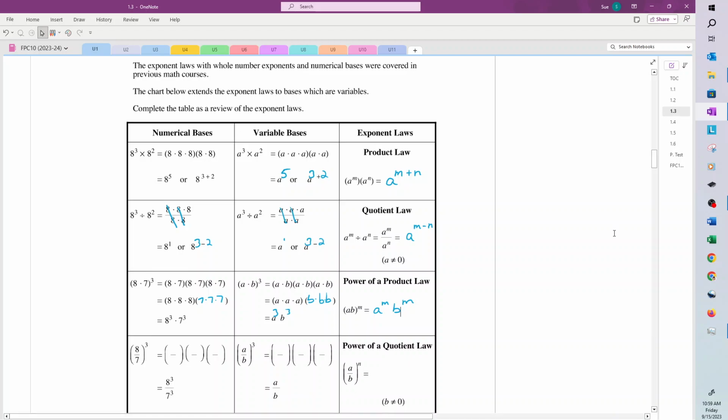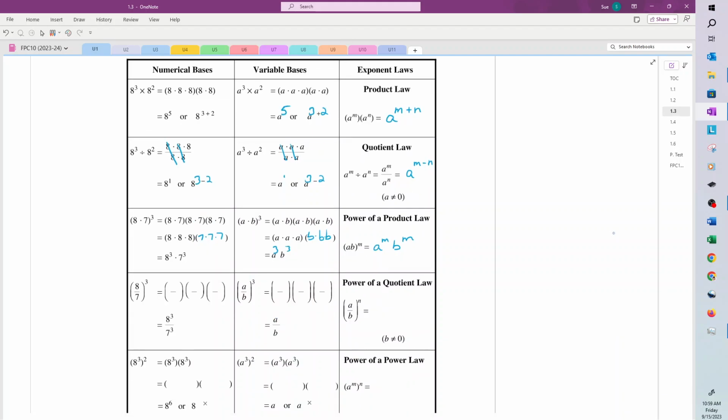And we do the power of a quotient. Well, if we have 8 over 7 cubed, we can expand that to be 8 over 7 times 8 over 7 times 8 over 7. And then we could rewrite, they didn't really show this here, but when you multiply fractions, you multiply top times top and bottom times bottom. So this becomes 8 times 8 times 8 over 7 times 7 times 7, which equals 8 cubed over 7 cubed.